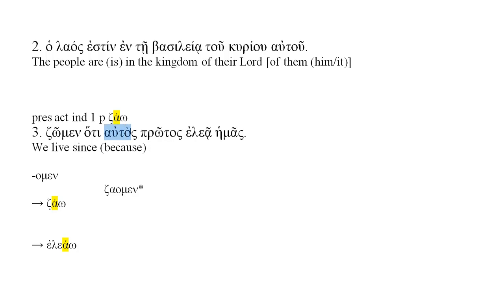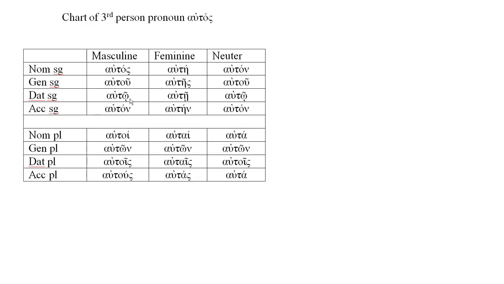Now we're looking at autos. We saw autou up here in this previous example. It might be worth looking at the third person pronoun. So here's a chart of the third person pronoun. The lexical form is autos. That's our nominative singular masculine form. And note that the root, or the stem, is alpha, upsilon, tau.